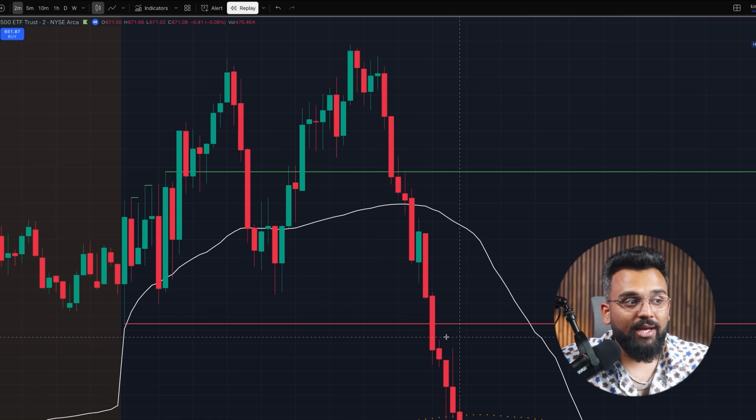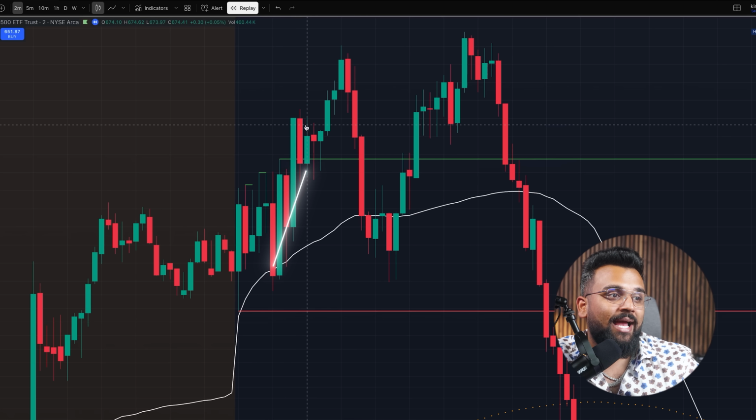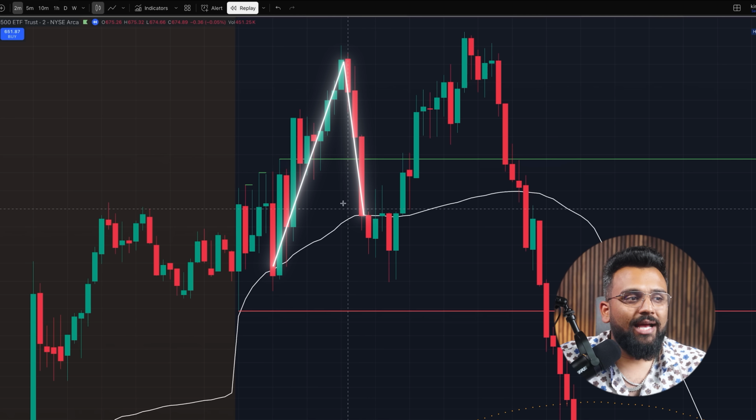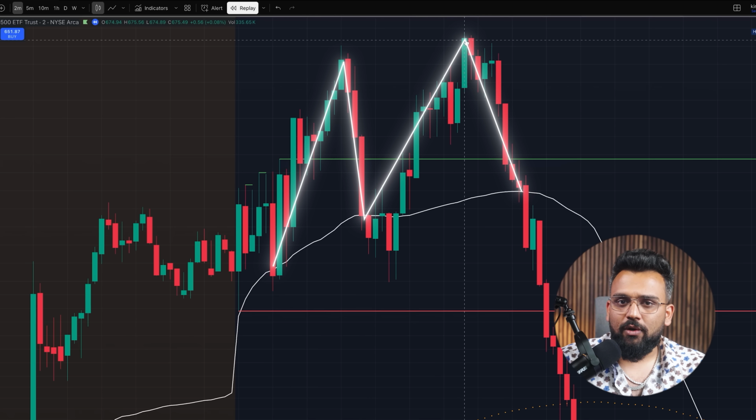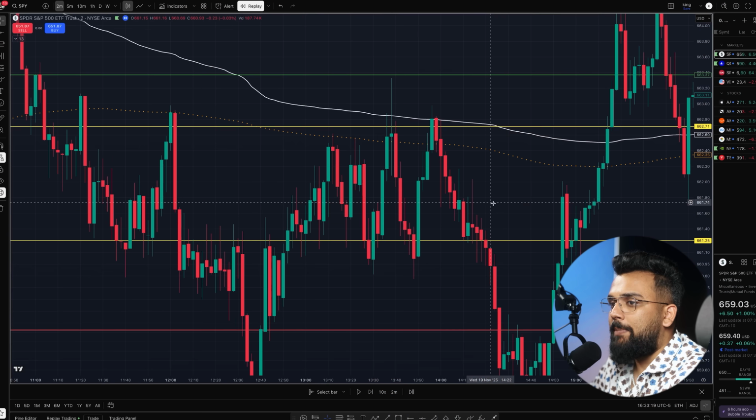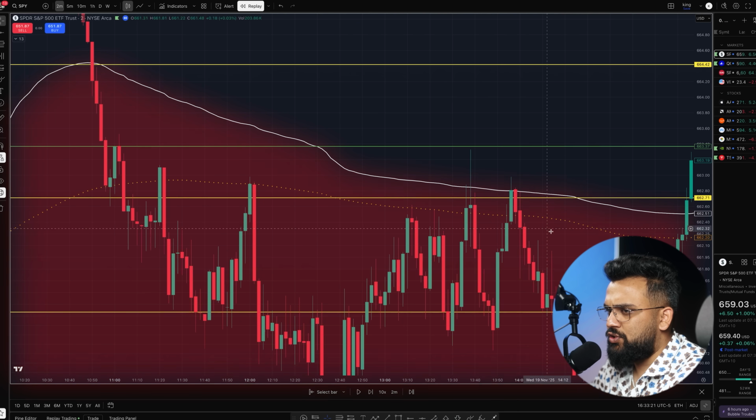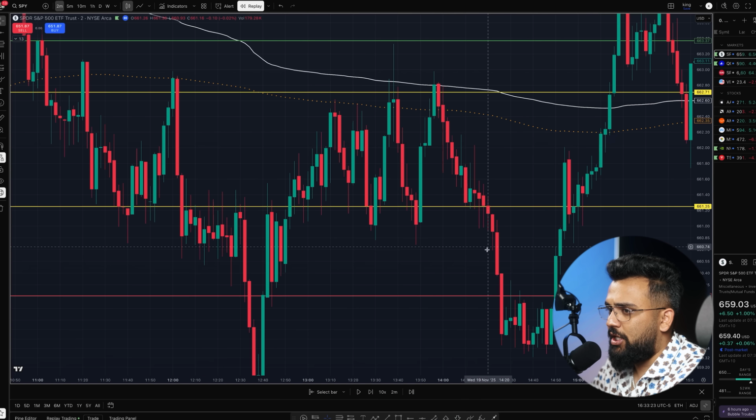So that's why when we're in an uptrend, the VWAP will always act as a strong support. As you can see, multiple times we bounce off this over and over again. But once we are below the VWAP, VWAP will act as a strong resistance. We will keep on rejecting over and over again.